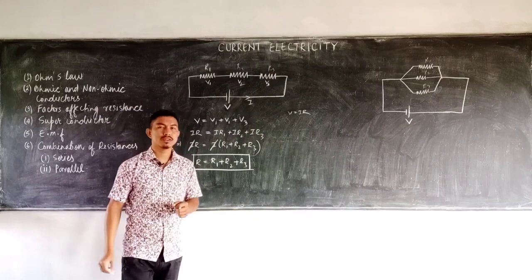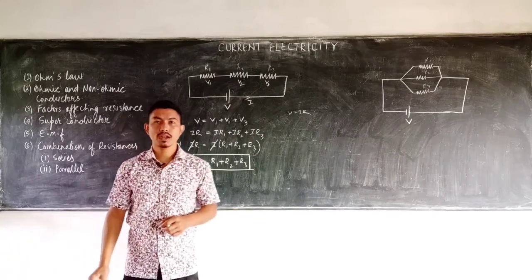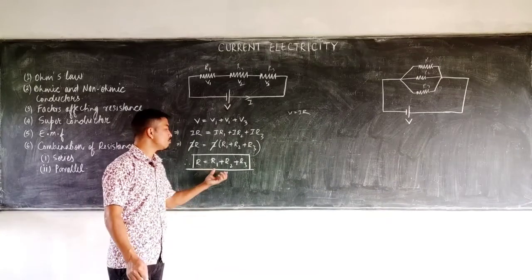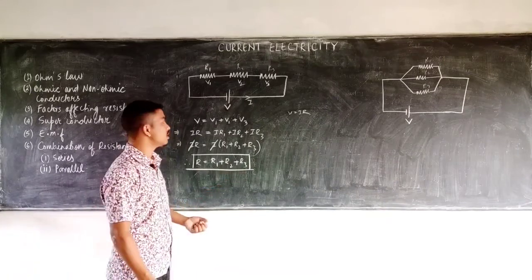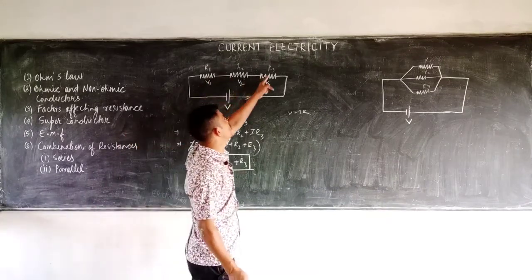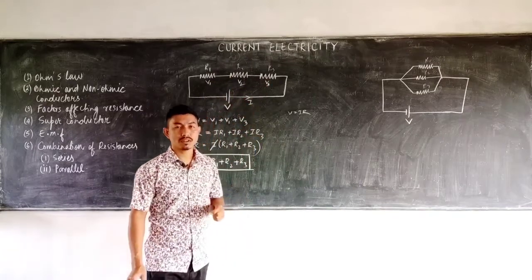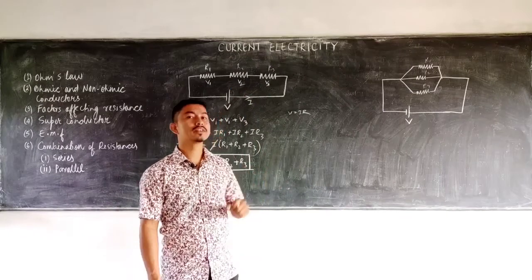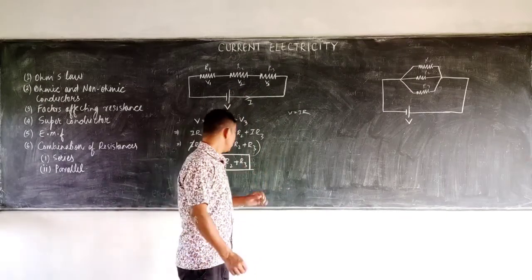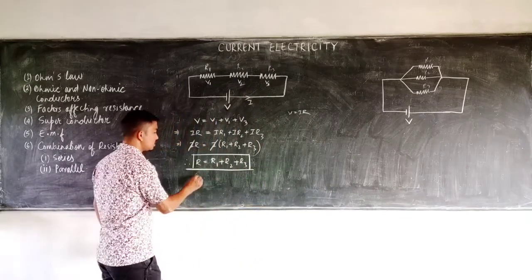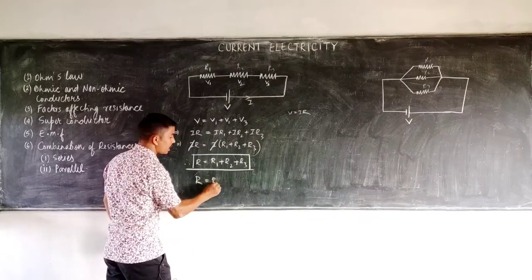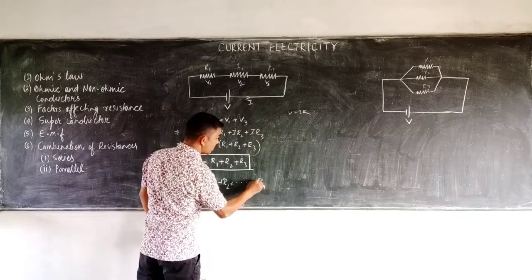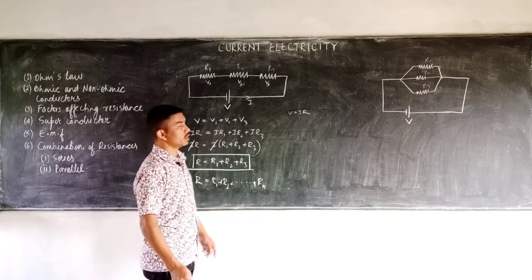From this expression we see that the equivalent resistance of resistances connected in series will simply be the algebraic sum of each of the resistances. Suppose this is 2, 2 and 2. Then the total resistance of this circuit is simply going to be 2 plus 2 plus 2, which is 6. Now, if there are n number of resistances, then the same formula can be given as R equals R1 plus R2 plus and so on up to Rn.